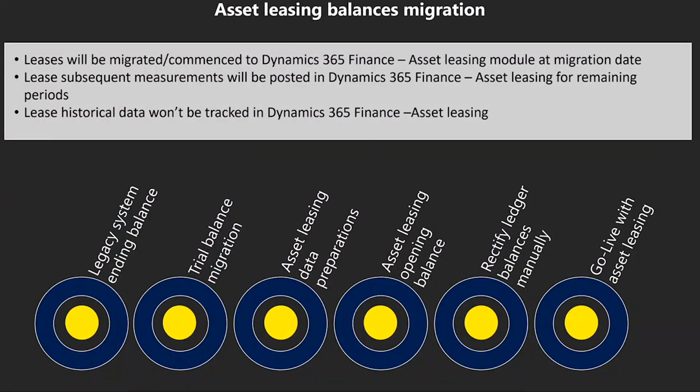The conclusion in this approach is that the leases are migrated, or commenced, in D365 Finance at the migration date. The lease subsequent measurements will be posted from the asset leasing module for the remaining periods, starting from July 1st in this example. The lease historical data will not be tracked in the asset leasing module because we started over at July 1st as the commencement date, and the periods will start from period 0 or 1 based on the annuity type. That's it.